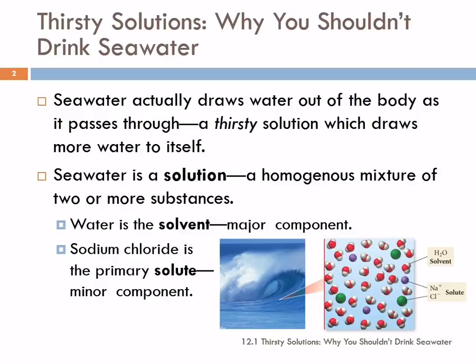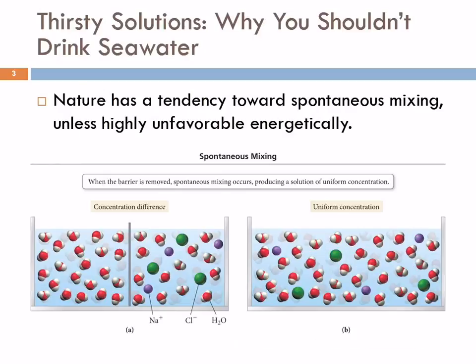So here's a picture of seawater and then an illustration. Here we have sodium and chloride ions dissolved in water. Nature has a tendency towards spontaneous mixing, unless that mixing is highly unfavorable energy-wise.